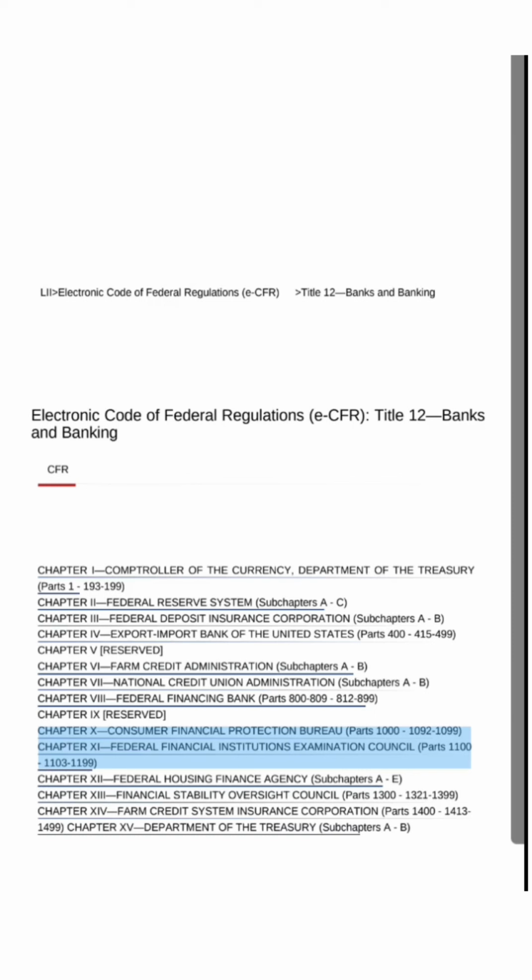Chapter XI Federal Financial Institutions Examination Council, Parts 1100 to 1199. Chapter XII Federal Housing Finance Agency, Subchapters A, B. Chapter XIII Financial Stability Oversight Council, Parts 1300 to 1399. Chapter XIV Farm Credit System Insurance Corporation, Parts 1400 to 1499. Chapter XV Department of the Treasury, Subchapters A, B.